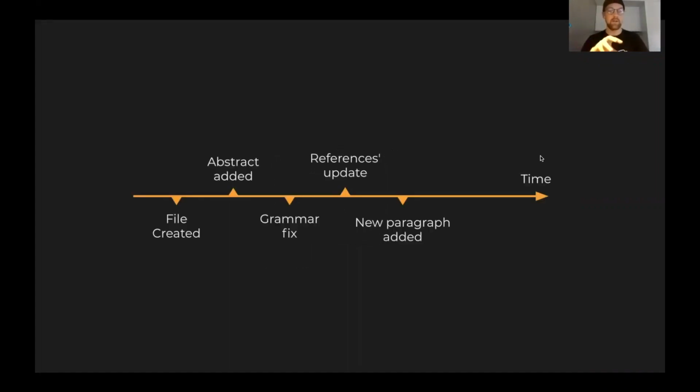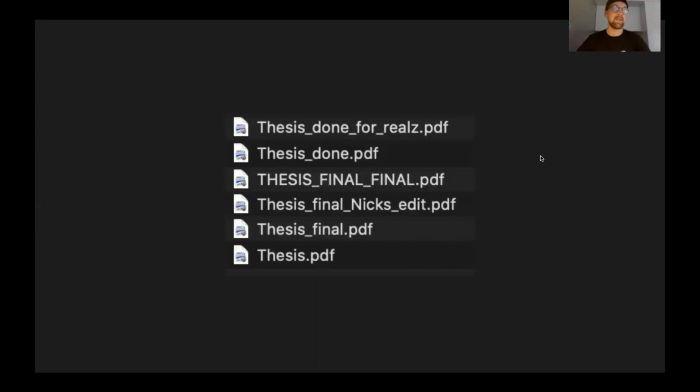So you first create a file, then let's say this is an example of a thesis. So you add an abstract, then you fix some grammar issues, update some references, you add a new paragraph. And the thing in this specific thesis example is that if you want to go back at some point, you might want to have a different version of the file to go back to. Let's say the newly added paragraph you created is redundant and you want to go to a version before.